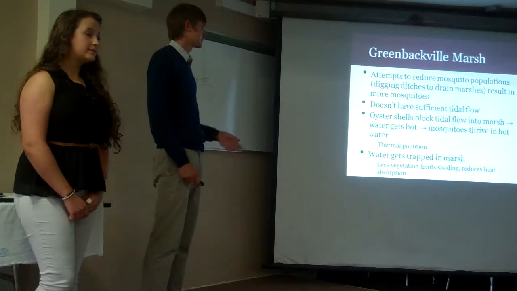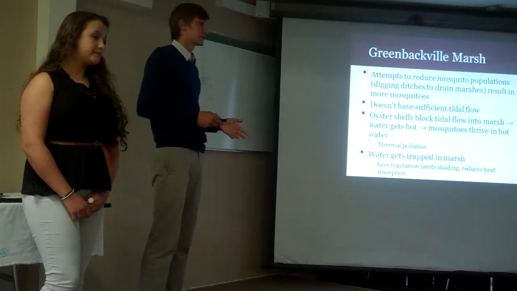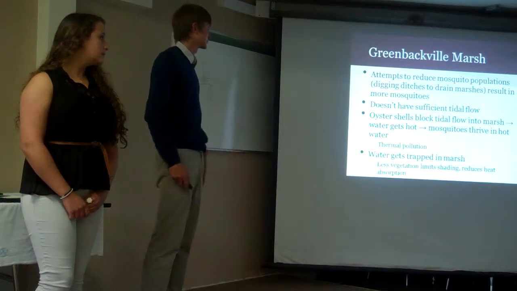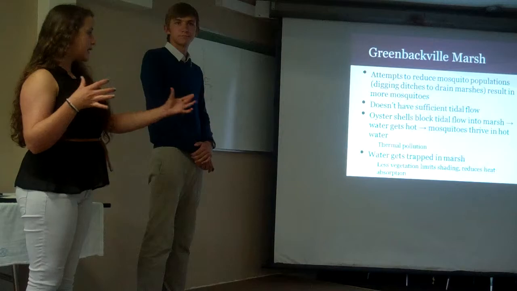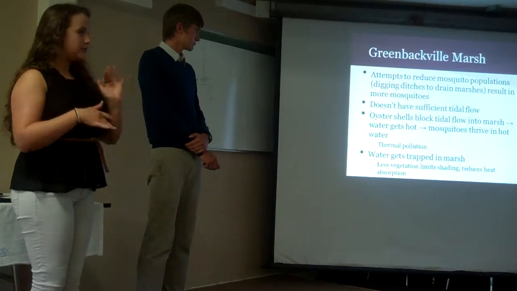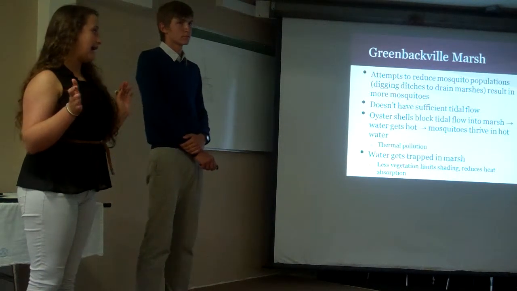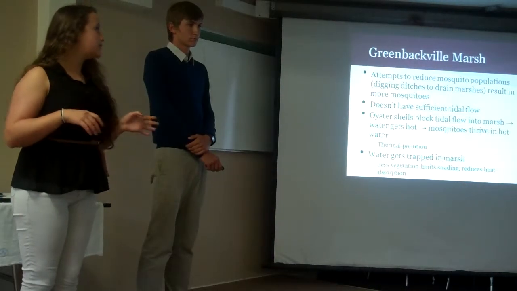So what happens is the water gets really hot. The fish and other predators can't live there, but the mosquito larvae are able to thrive. This process is called thermal pollution. And also, the water gets trapped in the marsh, and there's a huge reduction in the amount of nutrients in the water, so there's less vegetation, which limits shading, and so the water gets heated up faster, and that contributes to the thermal pollution.